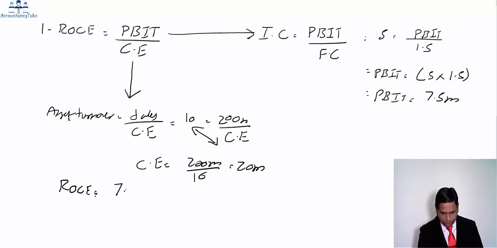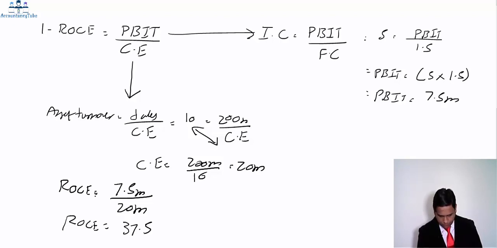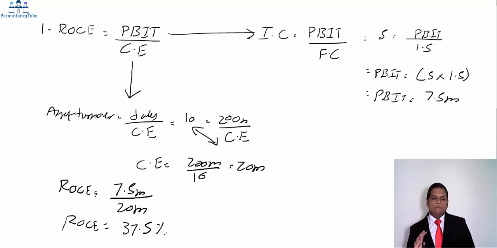Now putting that in our formula of ROS, profit before interest and tax was 7.5 million divided by 20 million. Our ROS is 37.5%. So that's our first example, and from this example you can very clearly see the level of difficulty the examiner puts in the exam. He will never give you a straight ratio so that you can just divide and multiply. He will also incorporate some level of difficulty.